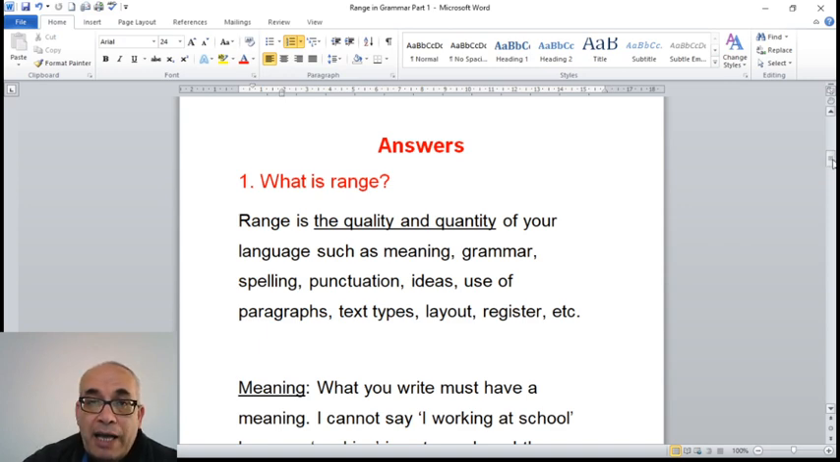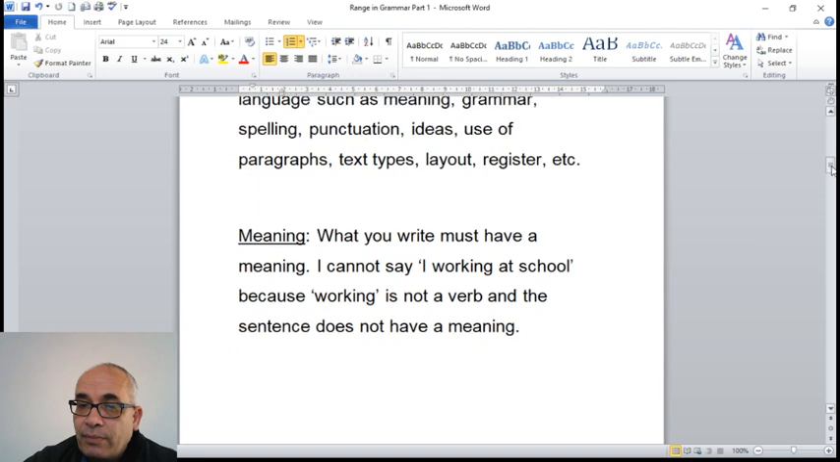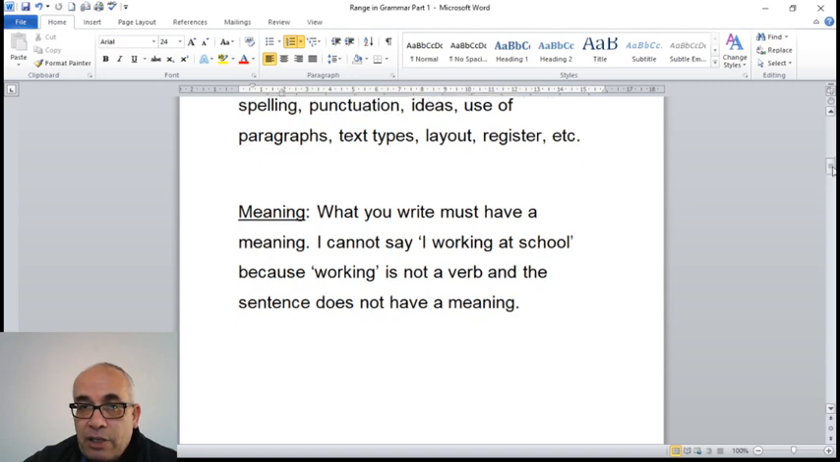Now I'm going to look at them one by one and explain, as I said, easily, slowly, clearly, with examples and explanations. So meaning, what you write must have a meaning. I cannot say I working at school because working is not a verb and the sentence doesn't have a meaning. So when you write or even when you speak, you have to say something which has a meaning. Of course, this is the explanation, but I will go to examples later on.